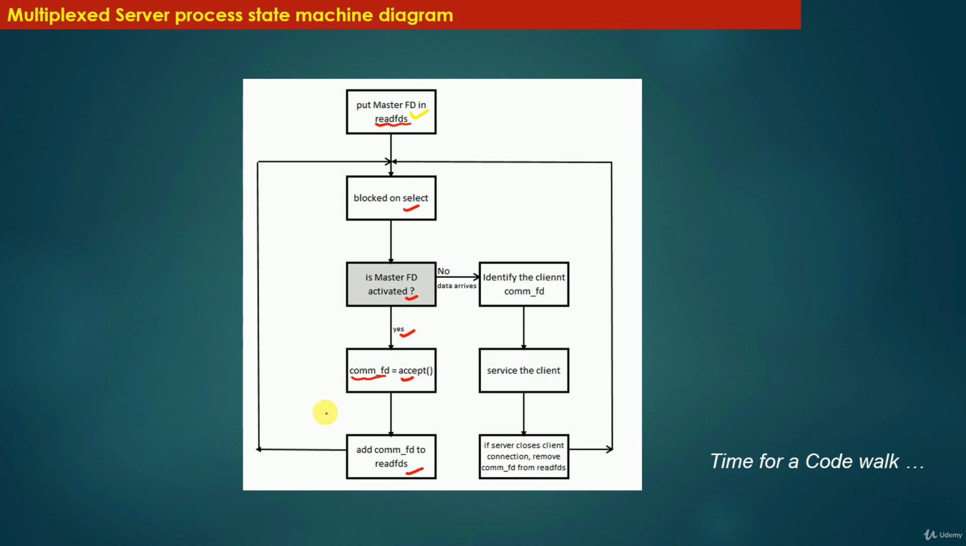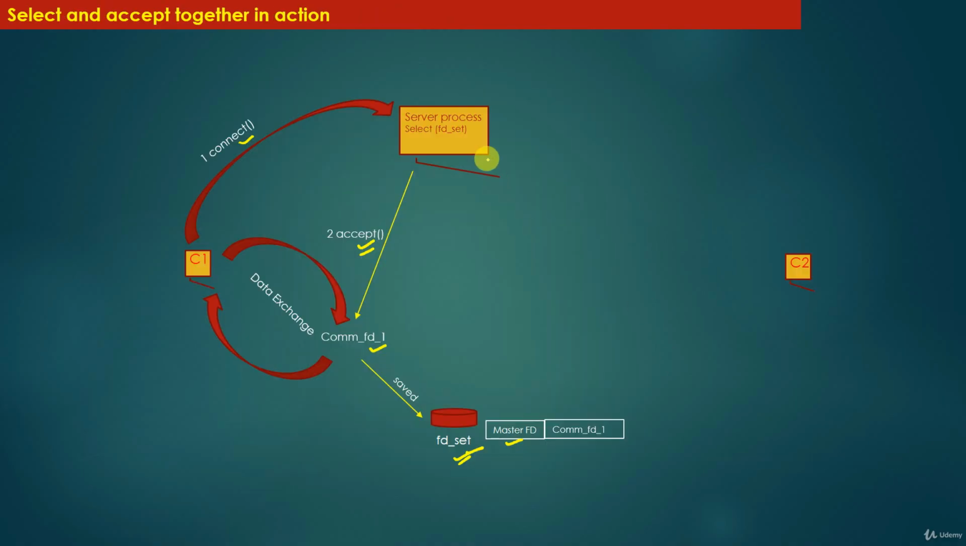Right? And then the server goes back again and invokes the select system call on the FD-set data structure. Now at this point of time, our FD-set data structure contains two file descriptors, that is the master socket file descriptor and the communication file descriptor which it has just created for this new client. So coming back to this diagram, after adding this communication file descriptor to the FD-set data structure, our server process again invokes the select system call on the updated FD-set data structure.